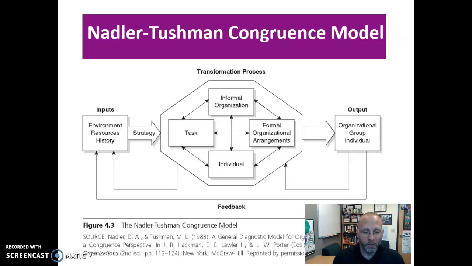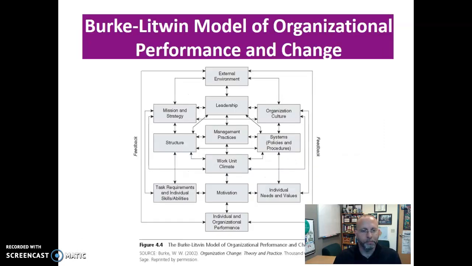This model obviously is way more complex than the previous one. But again, you have inputs, you have transformation process, and you have outputs. And then there's more specific elements within each of those. You have the environment, resources and history that drive strategy, that influences your tasks, your informal organization, your formal organization arrangements, all the individuals within the organization. And then you can tweak all of those things, and then that can drive the outputs for organization level, group level, and individual level outputs for an organization.